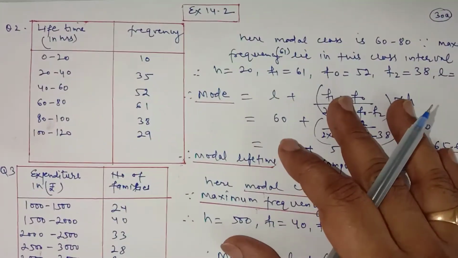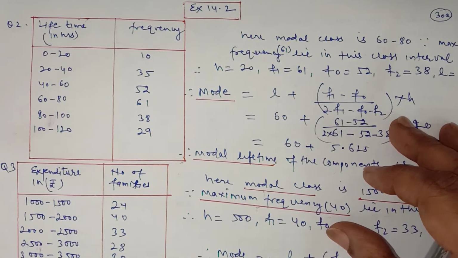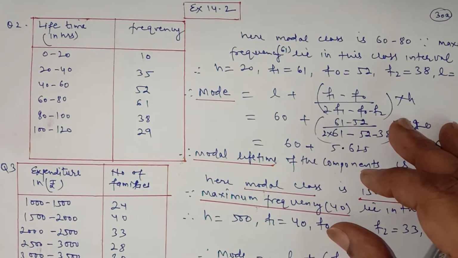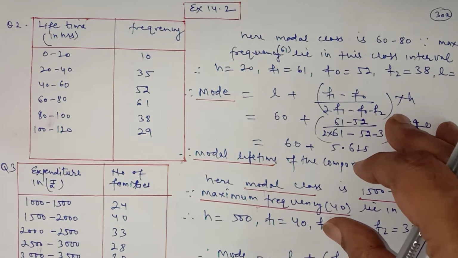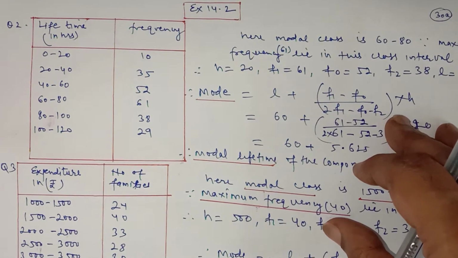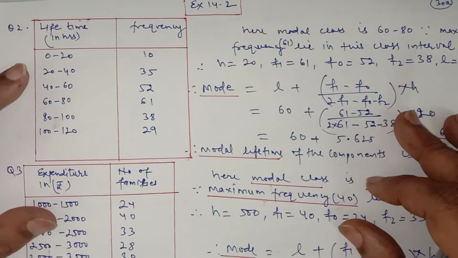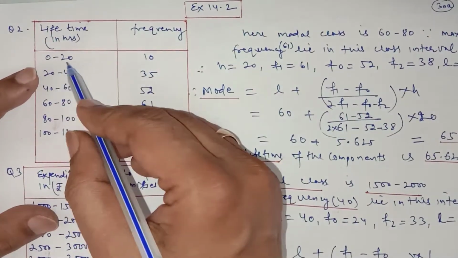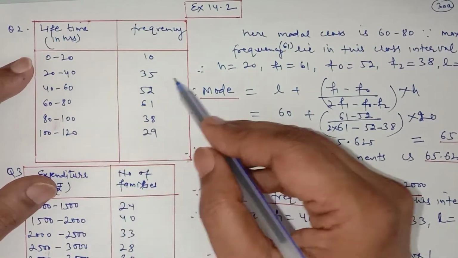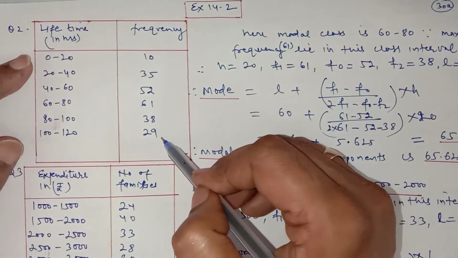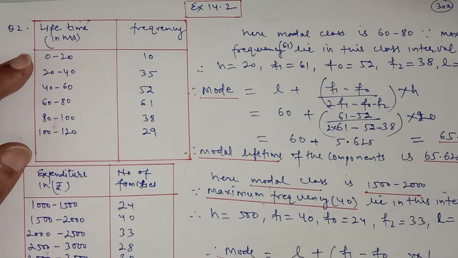Now in question number 2, what is given? You read this in your NCERT book. It is given that the lifetime in hours is given, of 225 electrical appliances. So for 0 to 20 hours, the number of appliances is 10. For 20 to 40 hours, the number of appliances is given as 35, and so on. And here you have to find the modal lifetime. Modal means you have to find the mode of this data.